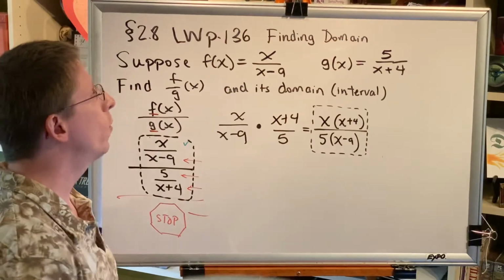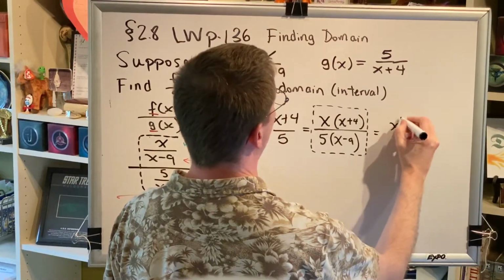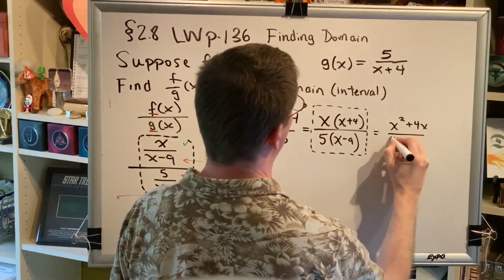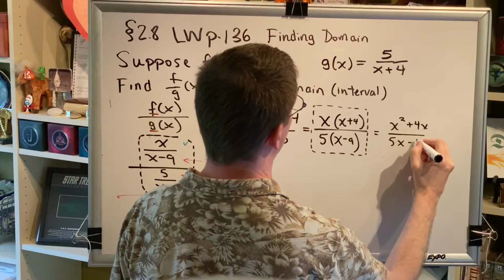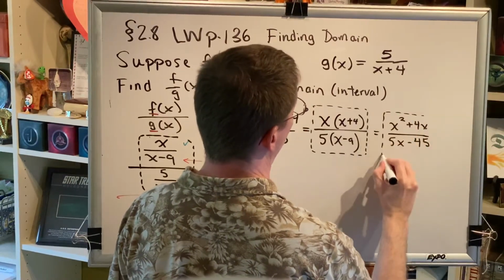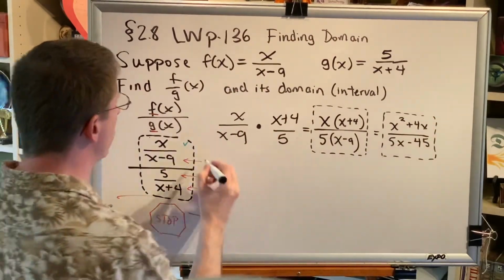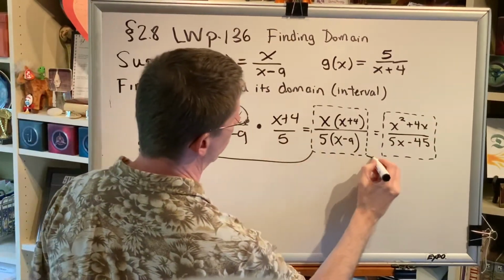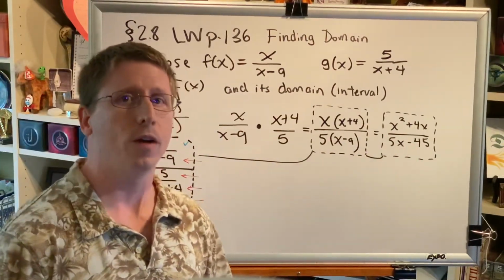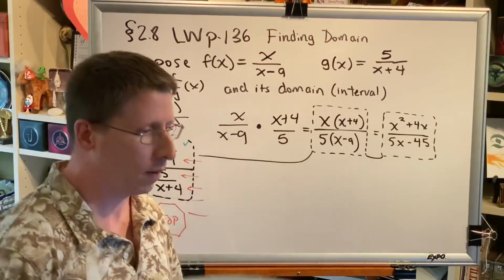Another possible form would be to distribute the x and the 5 to get the value x squared plus 4x for the numerator and 5x minus 45 for the denominator. 3 possible final answer forms. On my exams, I would accept any of the 3. All right, let's move on to another problem.